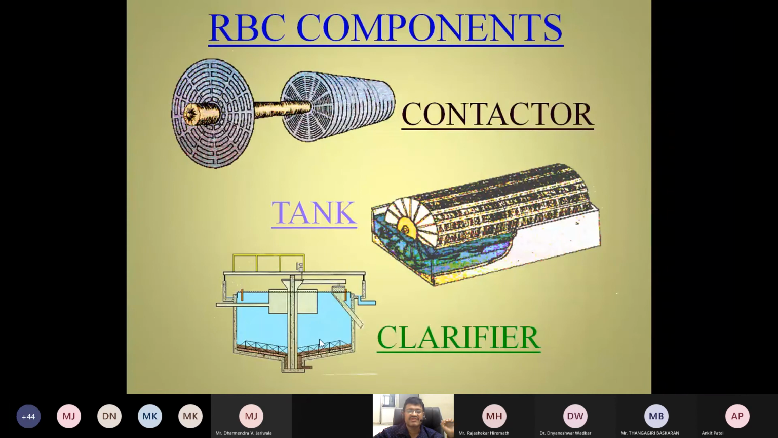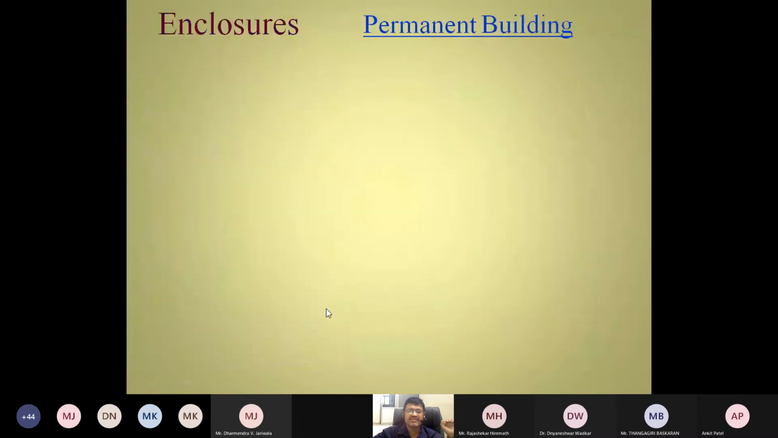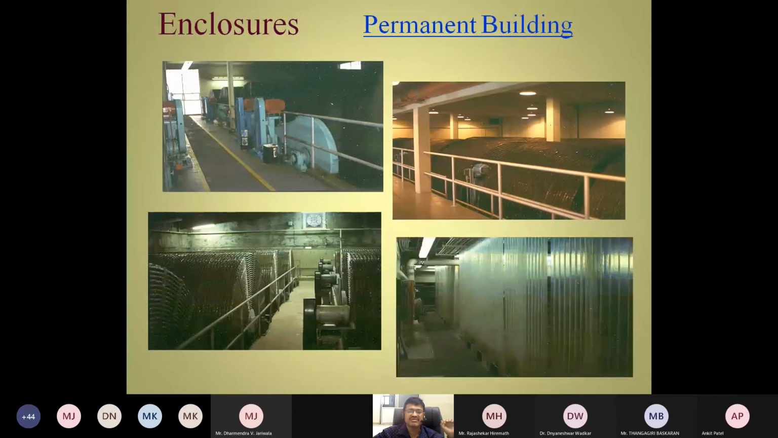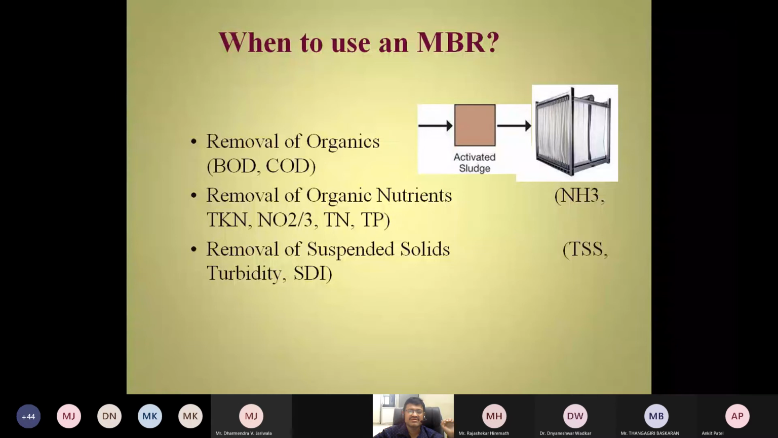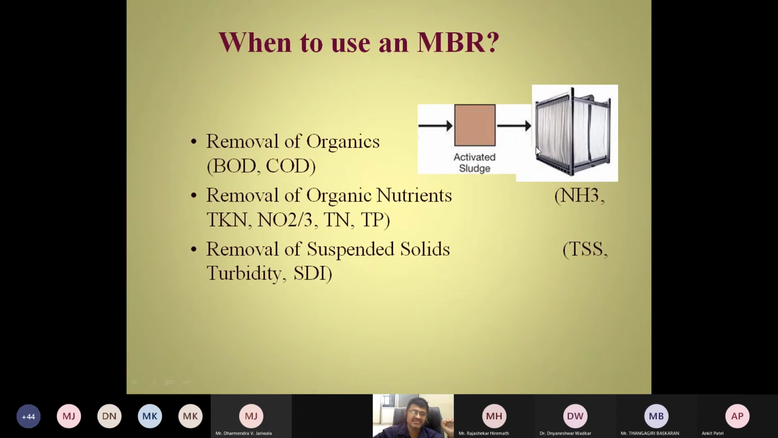This clarifier, what is the need of this clarifier after biological treatment? To remove the biomass from the treated water. So that is done in the membrane bioreactor by the membrane filters which are there. So these membrane filters, either they will be inside the reactor or they can be in a separate reactor.